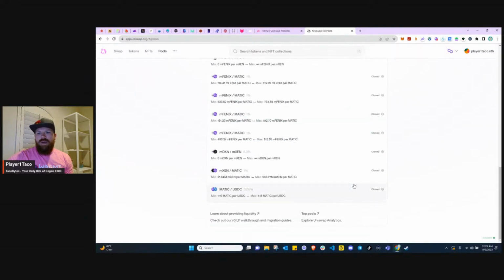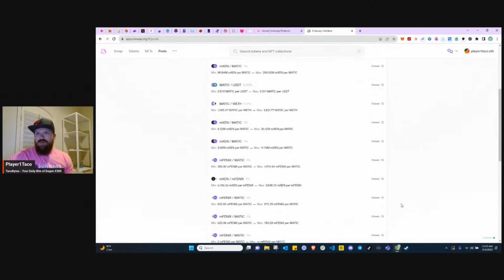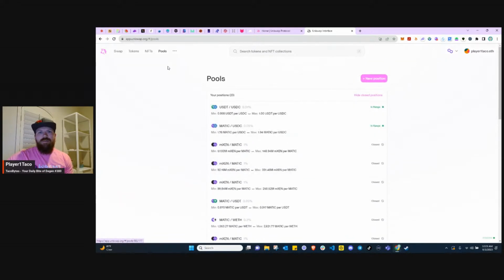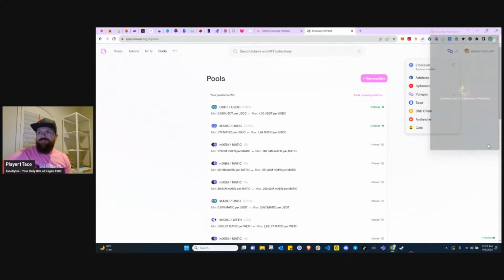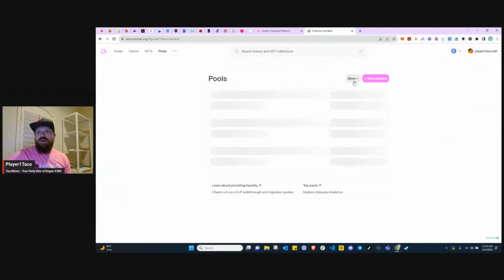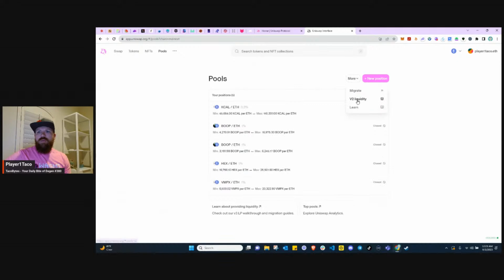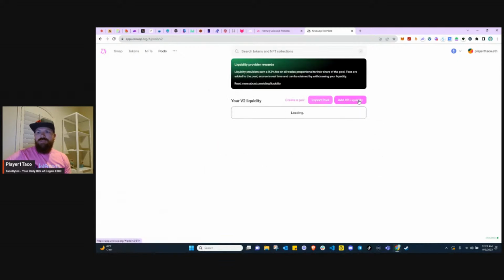All the way down to the bottom. Let's go over to ETH. And here on more, we'll see our V2 liquidity. And this is where we can provide liquidity, put liquidity in, import or add V2.